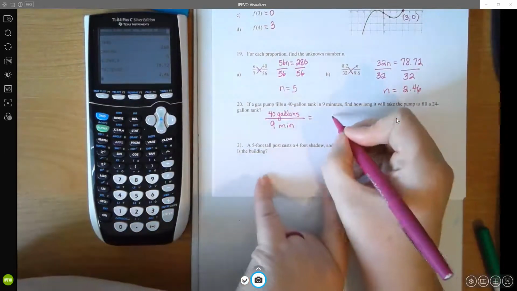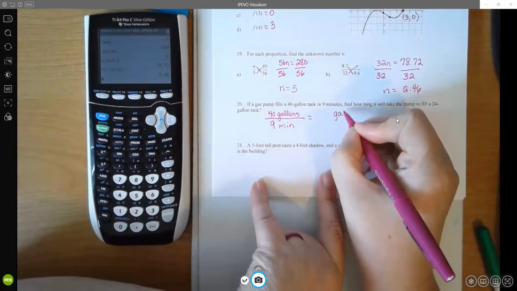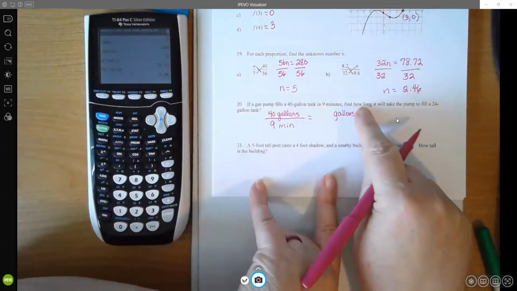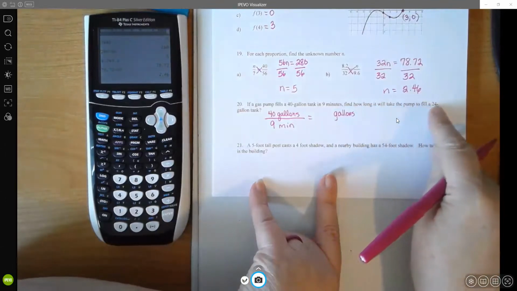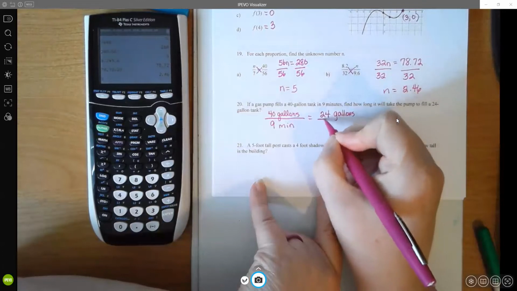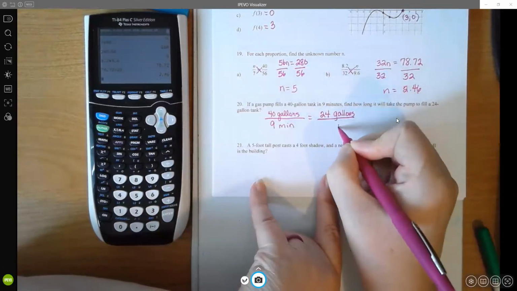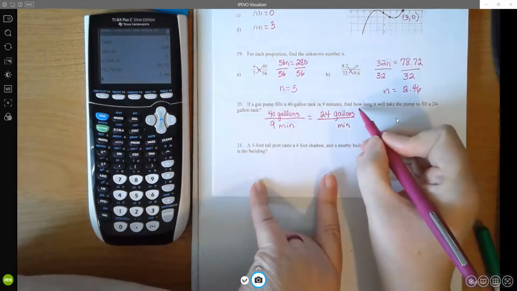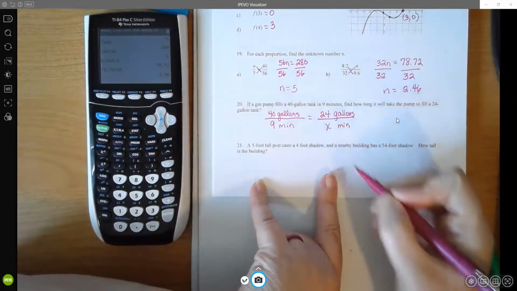So the next unit I should write should be gallons on the top. So where's my gallons? How long will it take the pump to fill a 24-gallon tank? So now we're at 24 gallons, and I need minutes down here at the bottom to match up, and that's the find how long, so that would be my x.